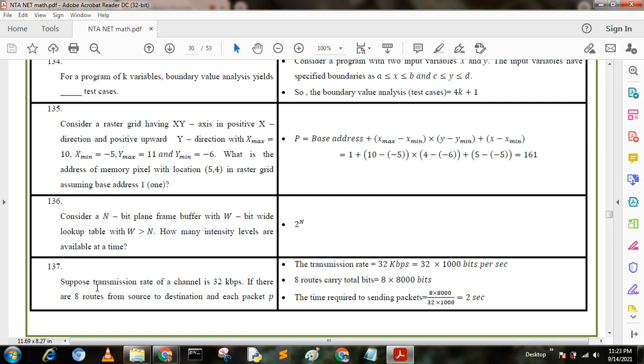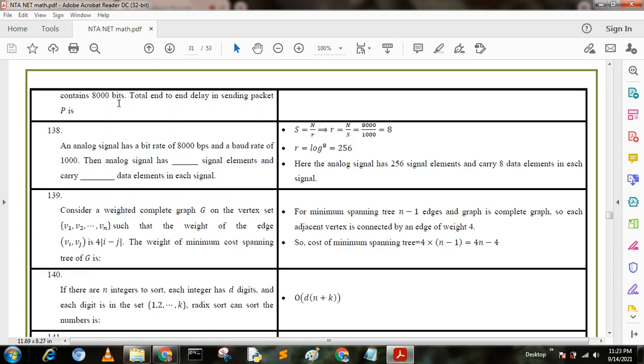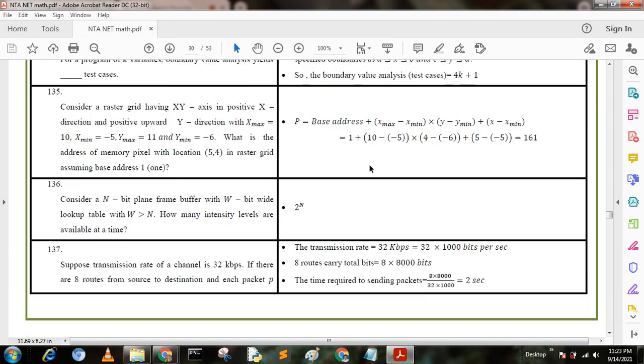Next question. Suppose the transmission rate of a channel is 32 kbps. If there are 8 routers from source to destination, and each packet P contains 8000 bits, the total end-to-end delay in sending packet P is? Here the answer: the transmission rate equal to 32 kbps equal to 32 into 1000 bits per second. 8 routers carry total bits equal to 8 into 8000 bits. The time required for sending the packets is 8 into 8000 by 32 into 1000 equal to 2 seconds.